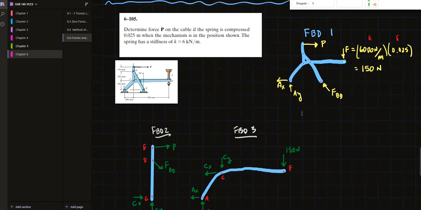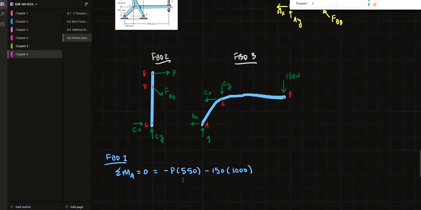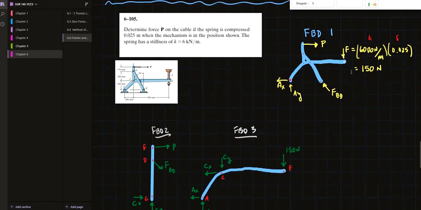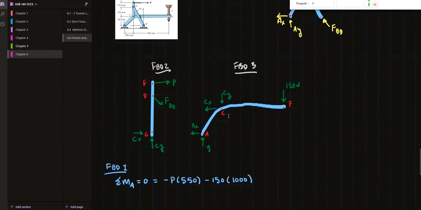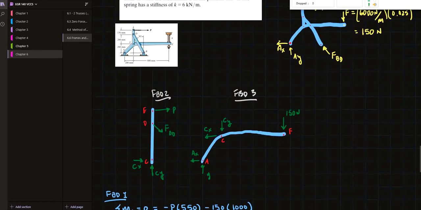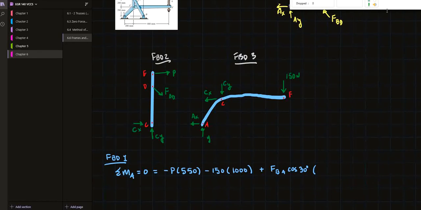We know what F is in free body diagram 1. Let's take moments about A in free body diagram number 1. Okay, so I begin with minus P times 550, the easy part, minus 150 times 1,000. That's this force times a distance of 800 plus 200, which is 1,000. And then I have a component of FBD times this distance, which isn't given. I'll have to calculate that using a triangle. So that's FBD times cosine 30 for the component. And then I have this distance plus this distance here that I have to calculate, which I can do. That calculated distance is 400 tangent of 30. So I add that to 200 for the moment arm there.